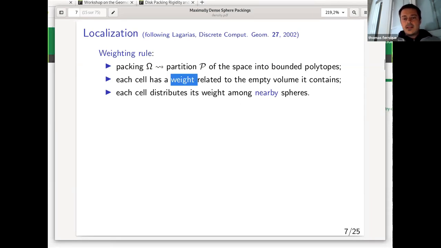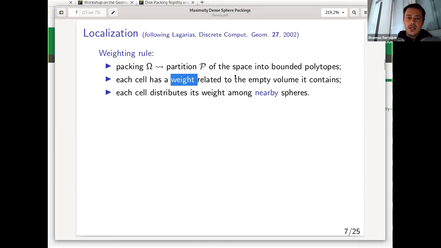So the weight is, informally, more or less related to the empty volume your cell contains. If you have a cell where there is a lot of empty space between the spheres, then it will have a big weight, a large weight. If on the contrary you have a regular tetrahedron, then the weight will be quite small. Actually, it can be negative too.